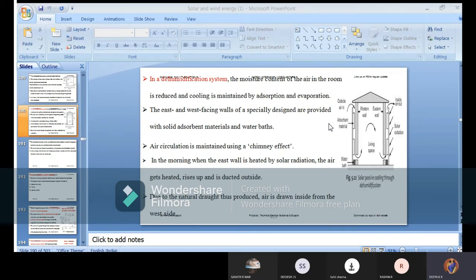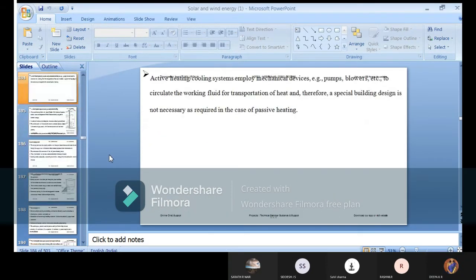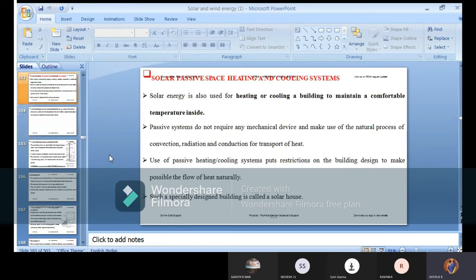The other type is a passive type of cooling system. Just to go through the last slides once at a glance. Yesterday in class we started with the main concept called solar passive space heating and cooling system.